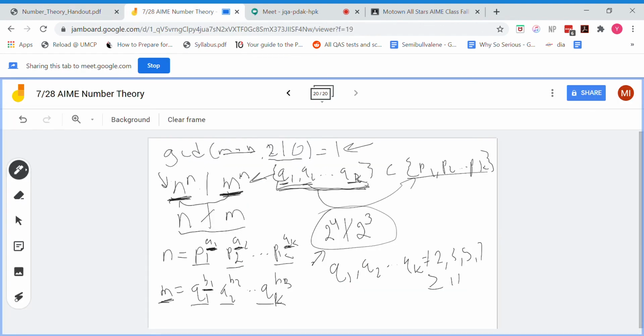And we want to find the smallest possible value of m plus n. So we might as well start with only one prime factor. So we might as well start with k equals 1 and q1 equals 11. We might as well start there, right? We want to find the smallest. So let's start there.